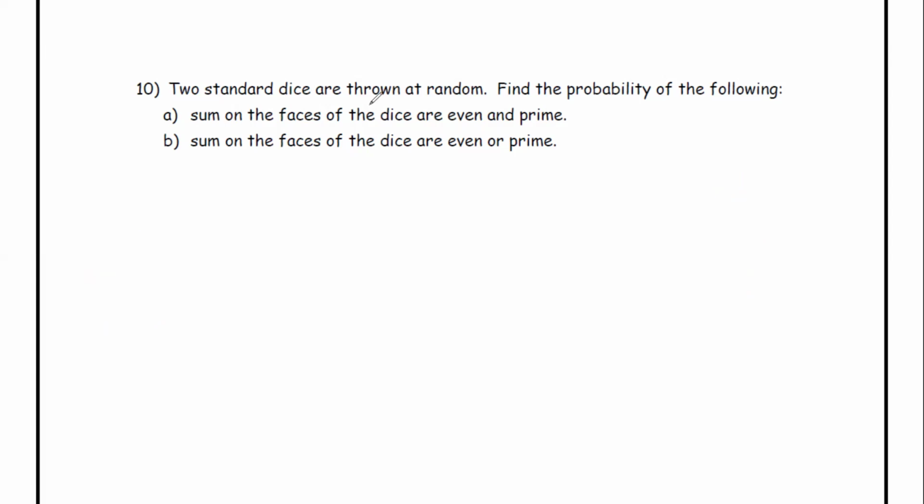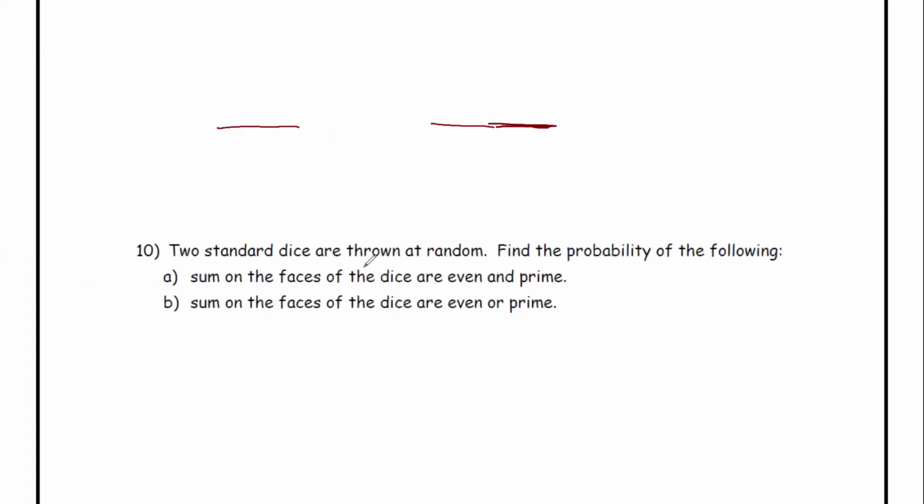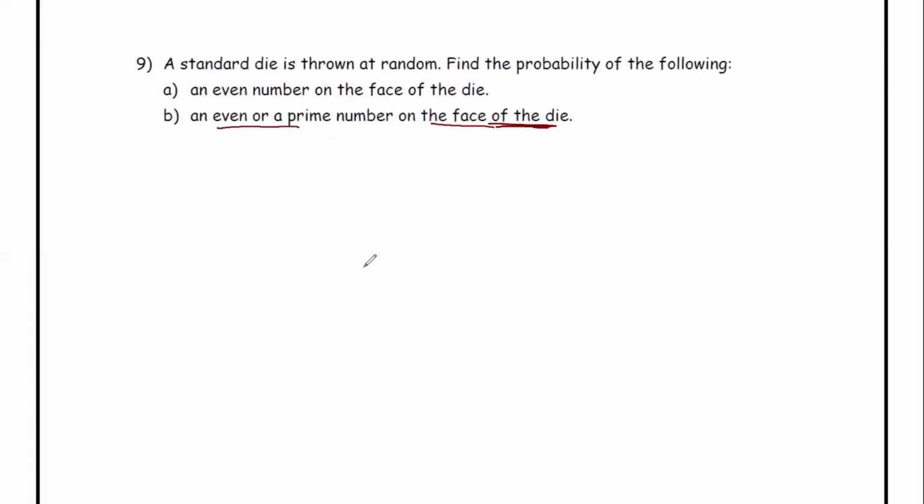So two standard dice are thrown at random. Find the probability that the sum on the faces of the dice is even and prime. Okay, wait a minute. Let me just go back. Suppose here it was 'and' and not 'or'. So if it was even and prime, okay.